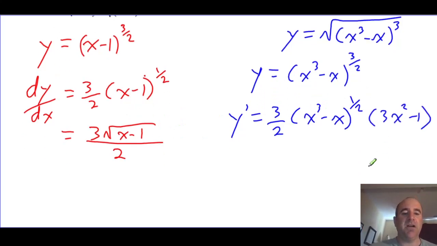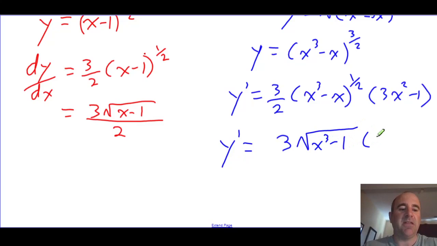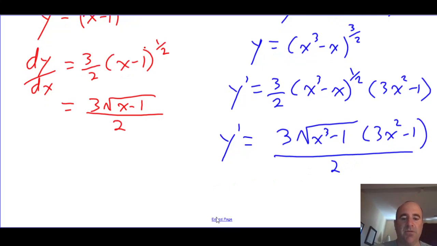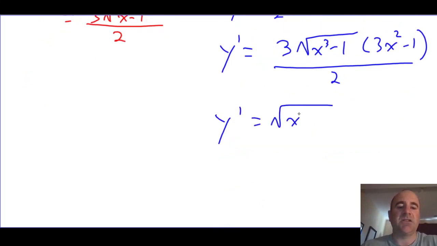And then simplify, put it back into radical form. We get, let's see, 3 times the square root of x cubed minus x. Multiply that by 3x squared minus 1. All of that is divided by 2. And of course, you could simplify that just a bit more if you wanted to. You could multiply the 3. You don't have to, but that's also the square root of x cubed minus x times 9x squared minus 3, all divided by 2.